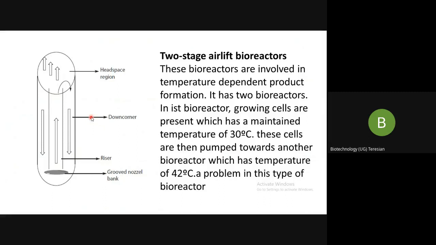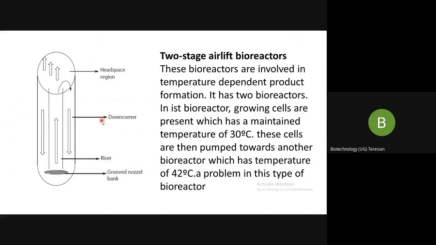So there will be an enhanced circulation when there is little or no gas in the downcomer. First of all, we are not providing it. Okay, so that is about the airlift fermenter.